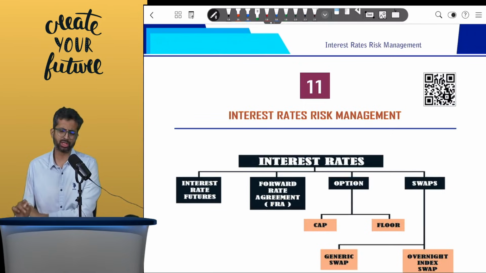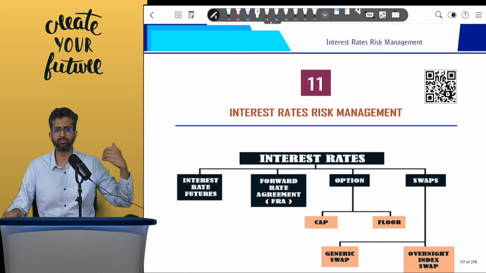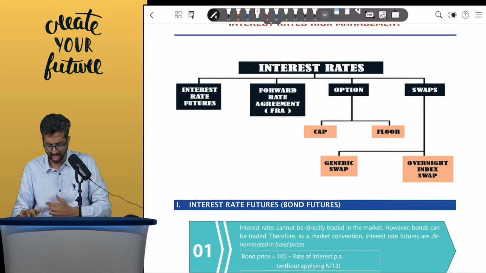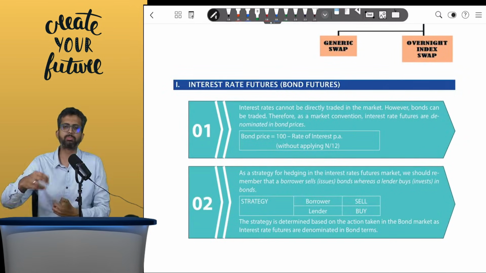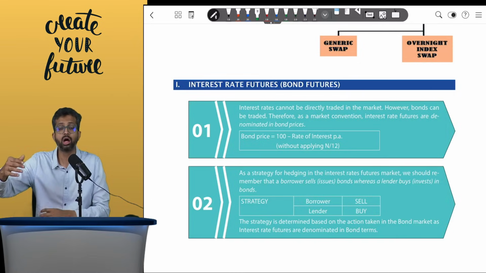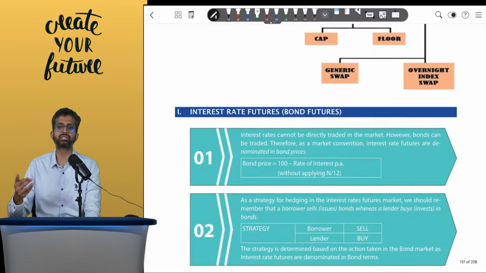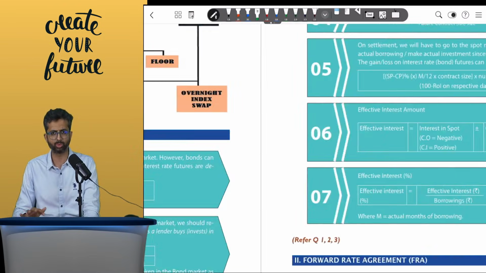In the last chapter over here, interest rate risk management, you have 4 products. Interest rate futures are notional bond futures where the bond price is quoted as 100 minus the rate of interest, and the typical quoting is in terms of months. So a 3-month September future means if you want to take a borrowing or deposit in September for a period of 3 months, that is a September 3-month future. The strategy over here is, if you are a borrower, you typically issue or sell the bonds, and hence the strategy will be to sell. If you are a lender, you will buy the bonds, and hence the strategy will be to buy.